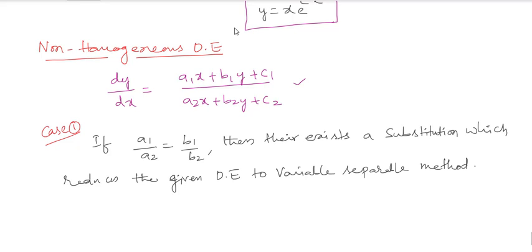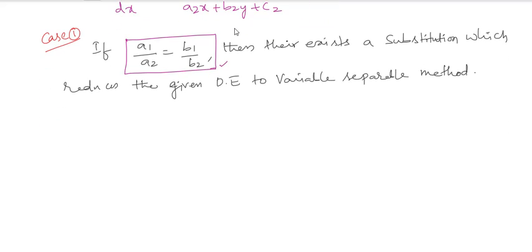If a1 by a2 is equivalent to b1 by b2, then there exists a substitution which reduces the given differential equation into the variable separable method. Once it is a variable separable method, then you can go with the analysis. Am I right or not? So let me take an example, for that you can have an idea.